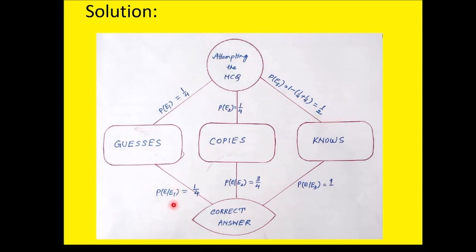Now, in the question they have given only this data. That means the answer will be correct by copying with probability 3 by 4, but they have not given these two options. We have to find these out from our common sense. If he guesses, there are 4 options and only one option is correct, so 1 by 4 probability. And if he knows the answer, the probability of getting a correct answer is 1, because he knows the answer.